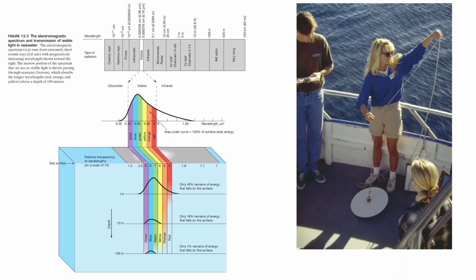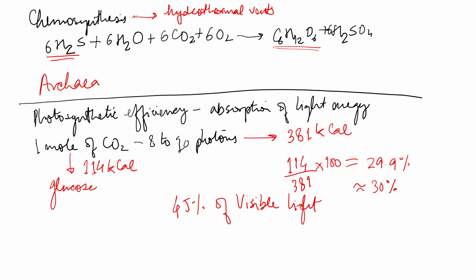If you see this diagram over here, the entire electromagnetic spectrum is ranging from the cosmic rays, very long wavelength radiation, and the visible ranges from 400 to 700 nanometers. Okay, we will be coming to this diagram again. Let me add a few more slides here.